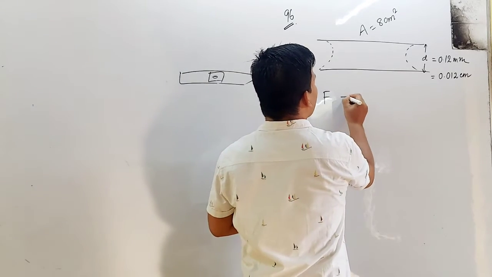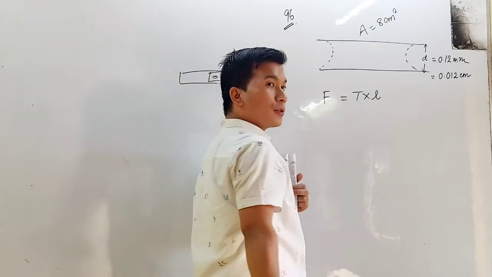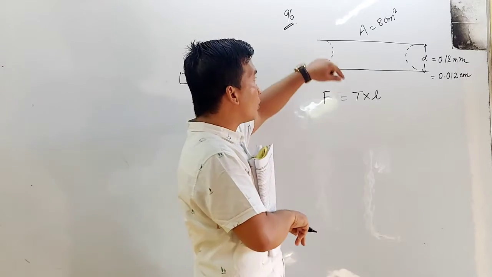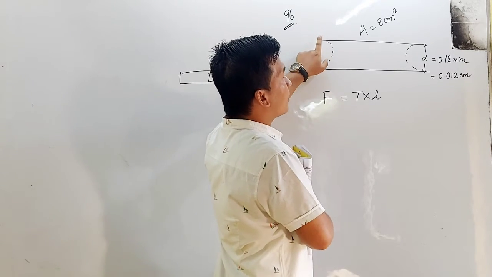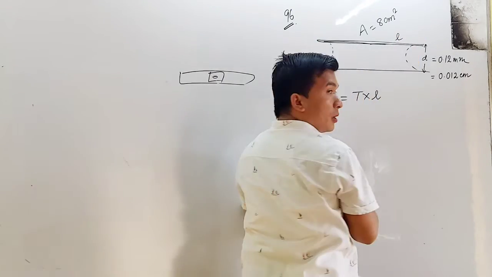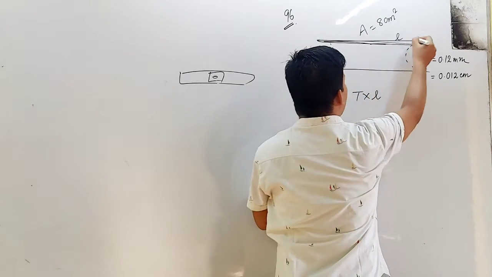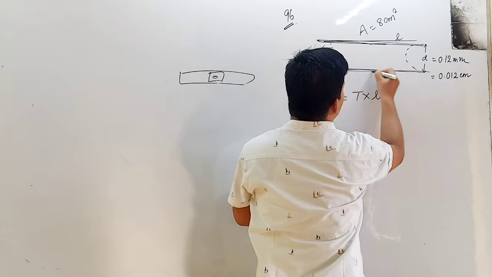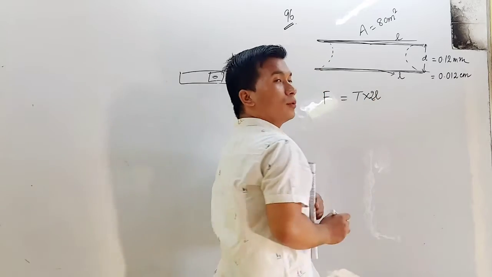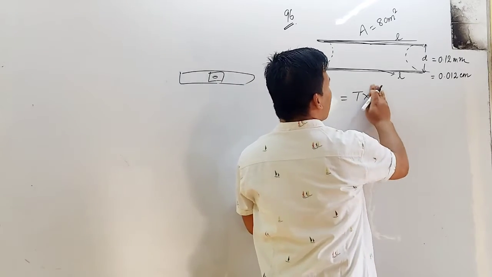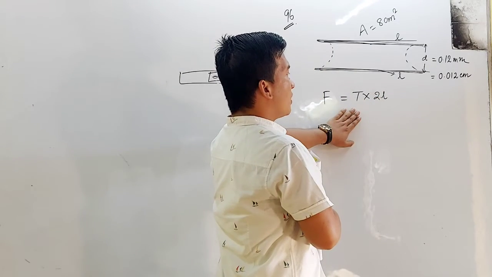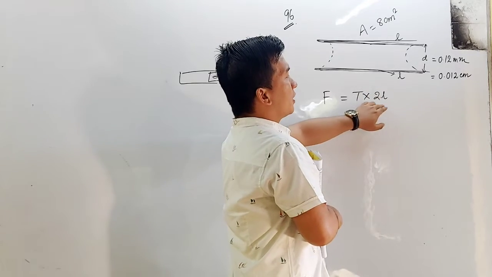The force will be equal to surface tension into length L. Now this L should be 2 times L, because your water surface will exist from here to here for your upper plate, so surface tension will exist for this one L. For the lower surface there will also be another L. That is why we have to pull this. So the force required for the separation of these two will be surface tension into 2 times L, where L is the length of the plate.